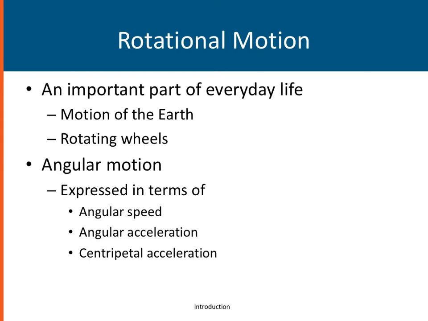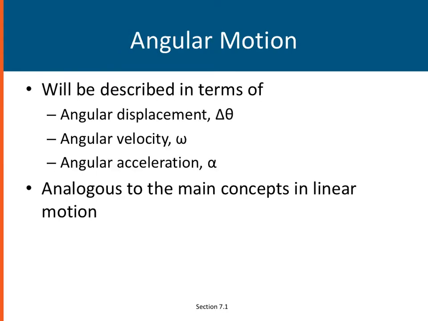But motion of the earth, obviously, rotating wheels when you get in your car and you drive or you ride your bike. And angular motion is going to be expressed in terms of angular speed or angular velocity, angular acceleration, and we'll talk about centripetal acceleration a little bit later. So we basically have new symbols for these things.